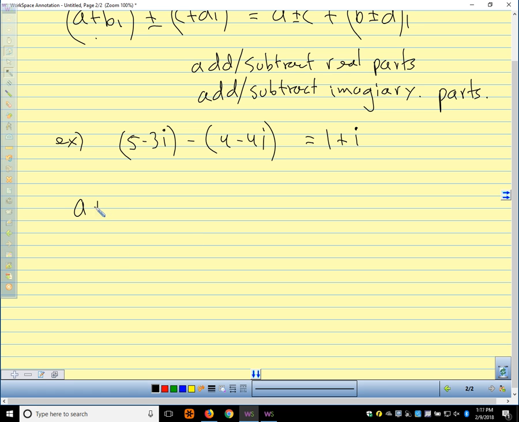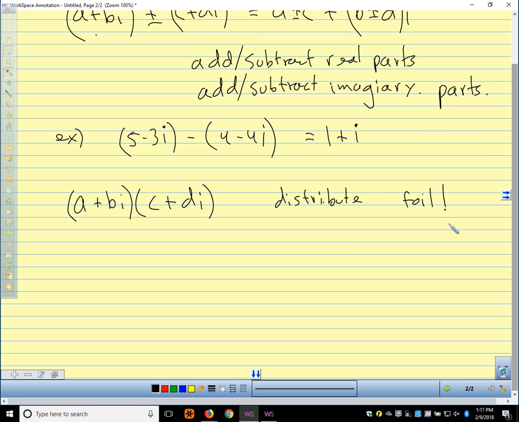a plus bi times c plus di. Do you remember what we have to do for multiplication? We have to distribute. And the acronym that we have for distribution in this situation is FOIL. So let's take a look at one of those. To multiply complex numbers, we just FOIL.